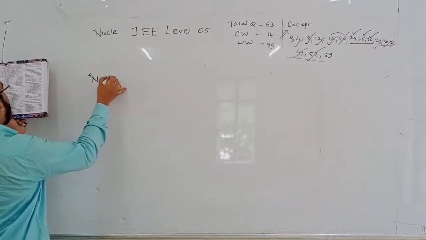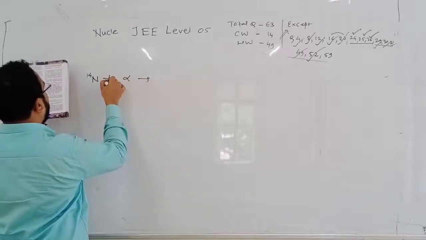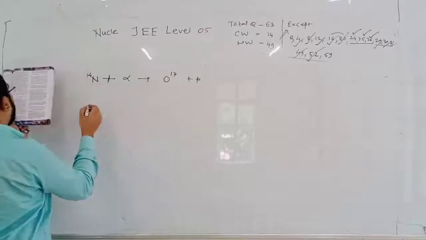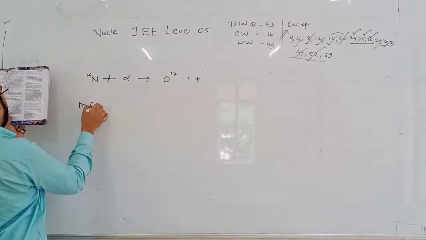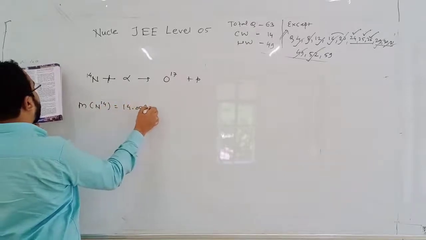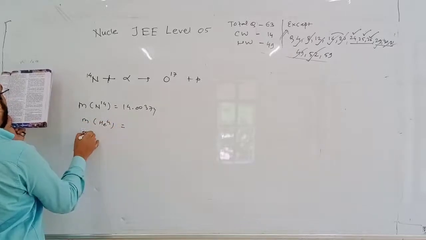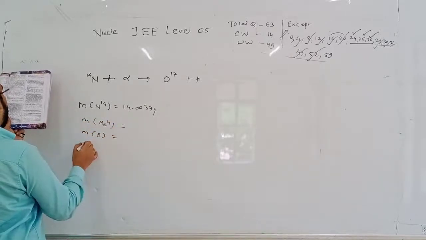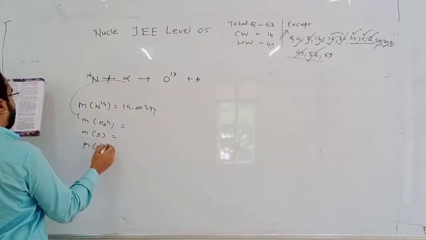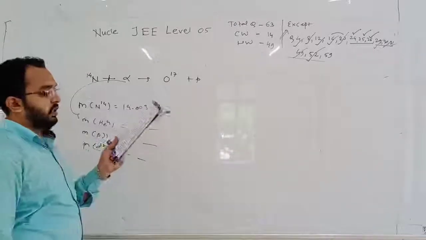N14 plus alpha gives oxygen 17 plus proton. Mass of N14 is given, 14.00374. Mass of helium 4, the alpha particle, is also given. Mass of proton is also given. Mass of oxygen 17 is also given. These masses are given. You have to find the energy.